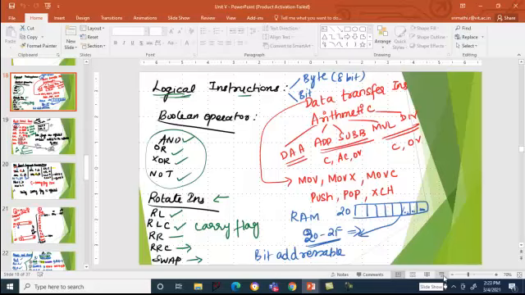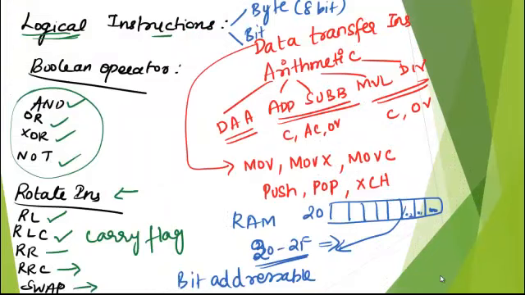Logical instructions of the 8051 microcontroller. So what are all the logical instructions? We have two types of logical instructions, namely byte type and bit type. A byte is a combination of 8 bits, whereas a bit is either 0 or 1.